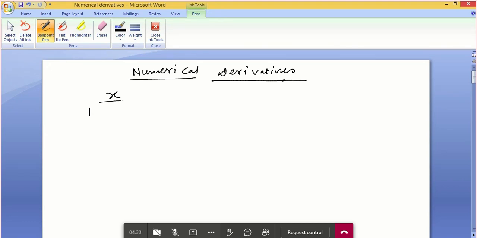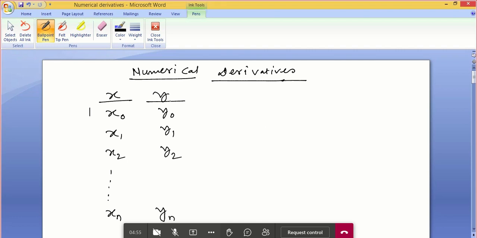Some discrete set of points, suppose x and y, respective values: x0 and corresponding y is y0, at x1 corresponding y is y1, at x2 corresponding y is y2. In that way, you have, suppose, n plus 1 data points, with corresponding y being yn. And the question asked is: what will be dy by dx at x equals xp, where xp does not belong in this range.